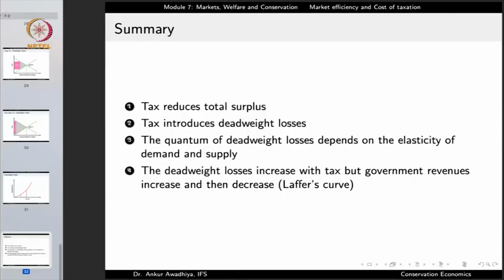We also observe that when we talk about the deadweight losses, if there is elasticity, then the deadweight losses are more. So if we consider an inelastic demand and supply, for the same tax size, the deadweight loss is less. If either the demand or the supply curve becomes elastic, then the deadweight losses are more. If both the demand and supply curves are elastic, then the deadweight losses are even more. So the quantum of deadweight losses depends on the elasticity of the demand and supply, and the deadweight losses increase with the tax, but government revenues increase and then decrease following the Laffer's curve.